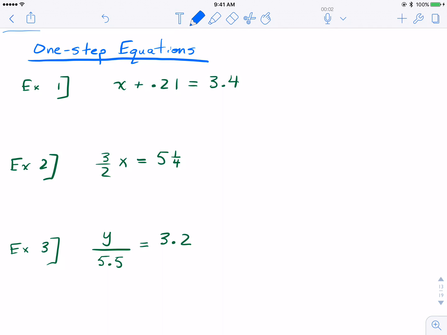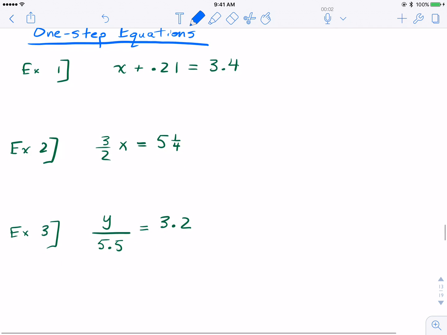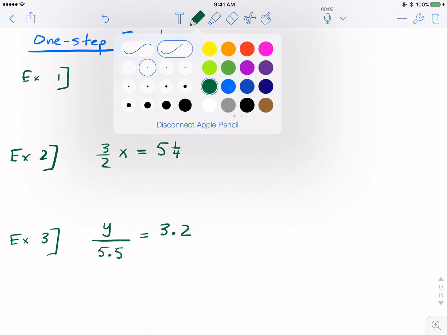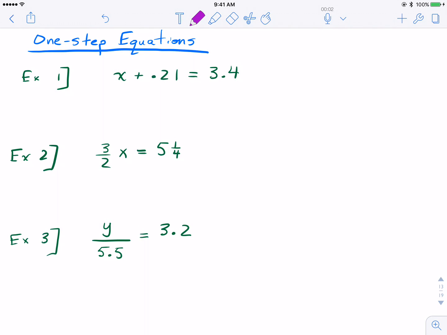Hello everybody, in this video we're going to go over one-step equations. So literally what it sounds like, an equation that you can solve with one move basically. So we'll do a few different examples here, go over some of the key concepts from this lesson.